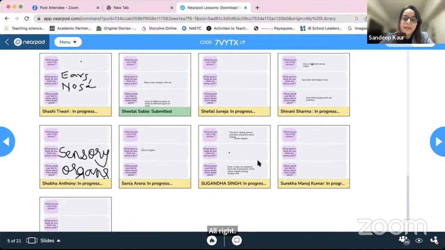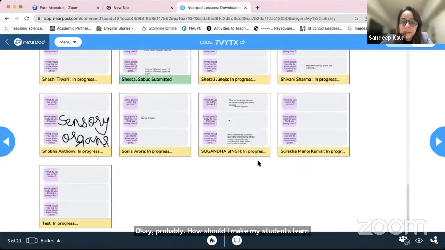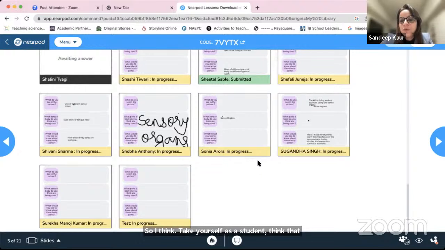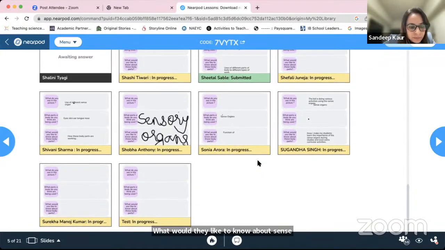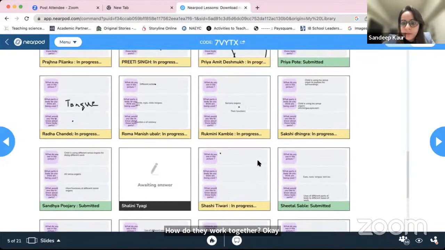Okay, probably how should I make my students learn the importance of sense organs during studies and even extracurricular activities? So Gandha, this is a question that we are posing to the students, right? So I think take yourself as a student, think that you're the student in the class. What kind of questions would you ask regarding the sense organs, or what kind of questions would your students like to put down? What would they like to know about sense organs? How do they work together? Okay. Function. Okay.